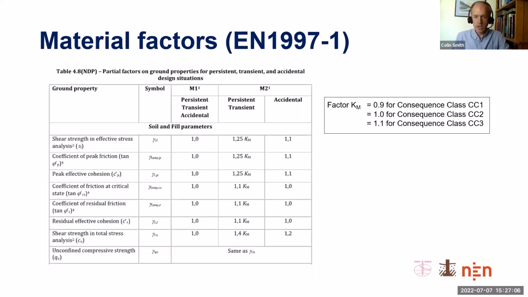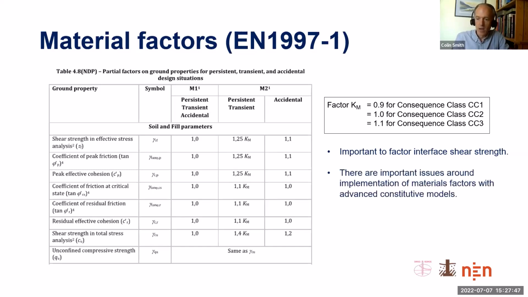If we then turn to the materials factors table, again, there are modification factors for consequence class. I don't want to go into those, they just change those numbers. You'll see that M1 are all unit factors, M2 are again the factors you'll be familiar with coming from design approach 1 combination 2 or design approach 3. There are some additional factors, so again, not directly relevant to numerical methods, but there are factors that address critical state and residual friction.